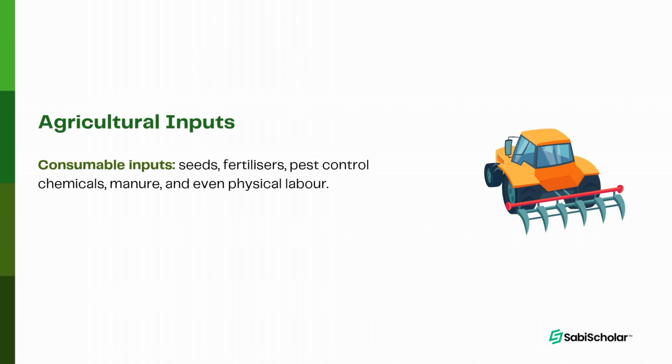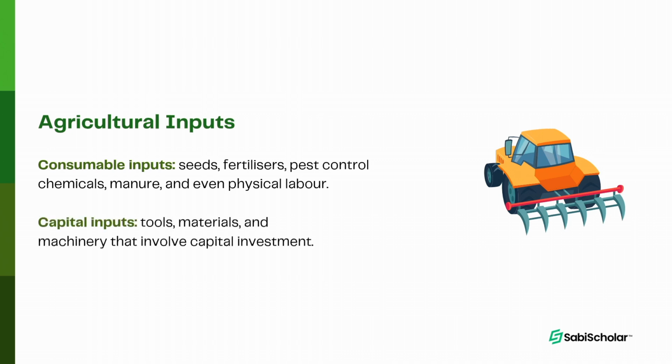They are consumed by the crops during the farming process, and they are usually organic and are essential to the productivity of the farming venture. Then the second group of agricultural inputs is the capital inputs. These are the mechanized and technological materials, and they are more advanced and they aid speed, accuracy, and yield of farming activities. They are in the form of the tools that we use, the materials that we use, the machines that we use, all these things that involve capital investment.